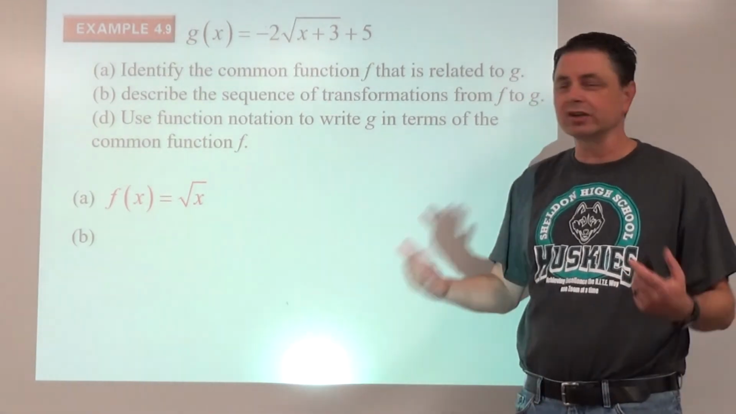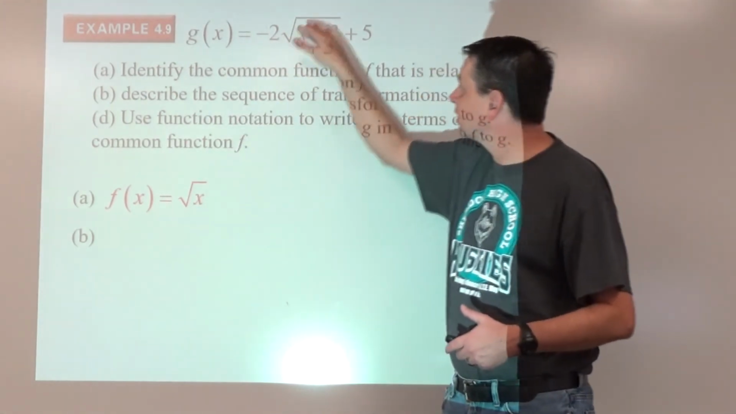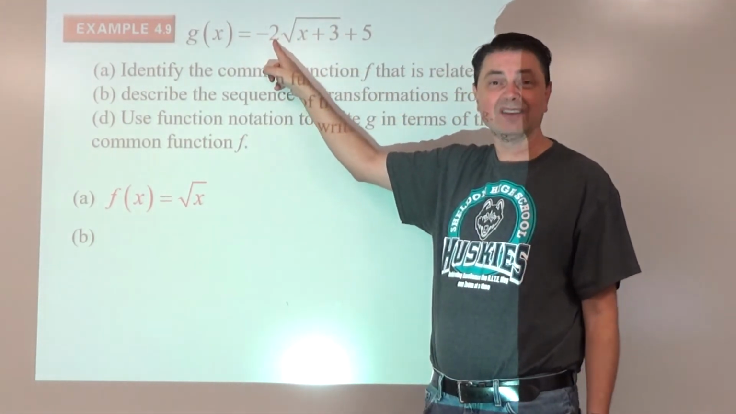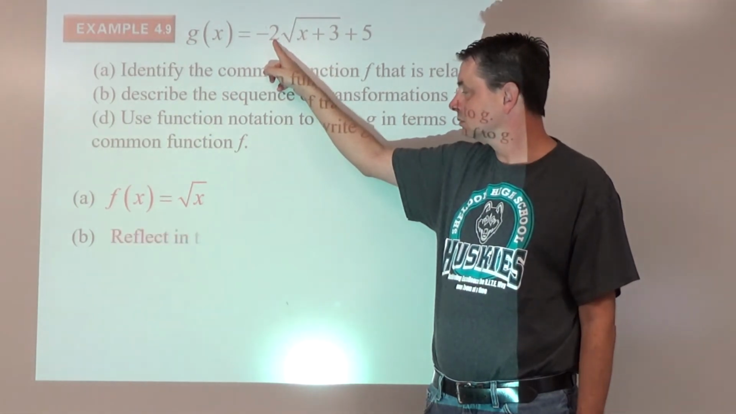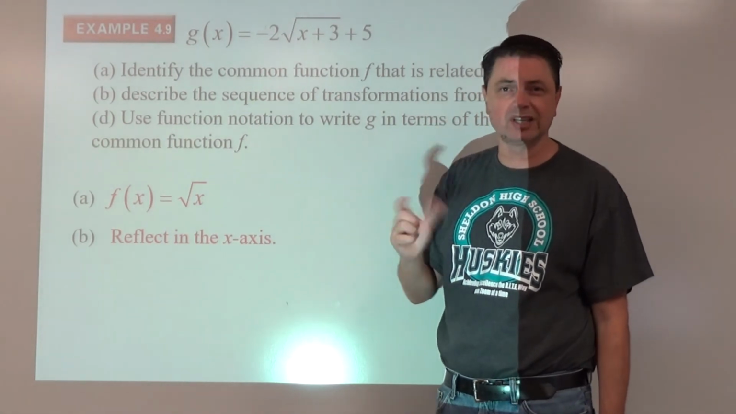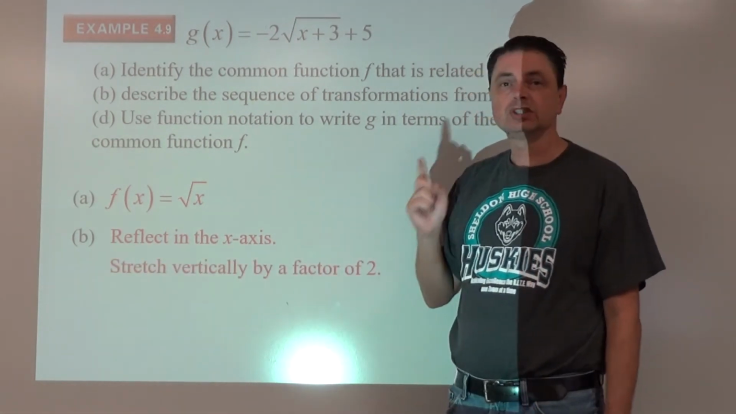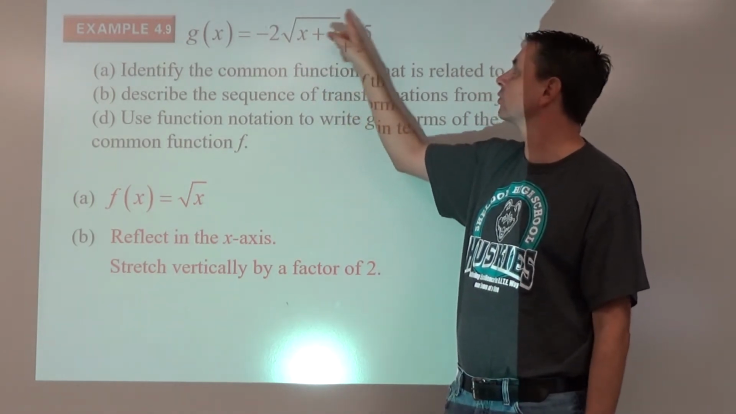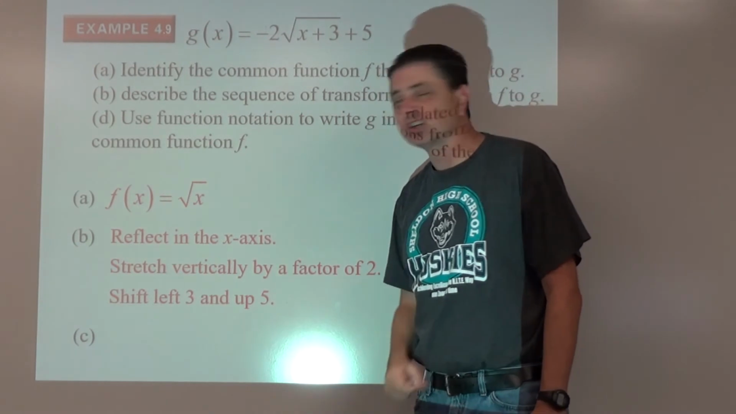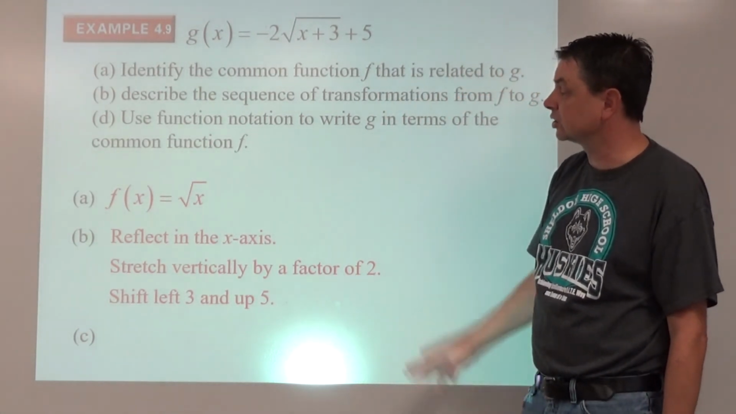Part B, what's our sequence of transformations to get from there to there? Stretch vertically by a factor of 2. Reflect in the x-axis. Remember, those two are interchangeable. It doesn't matter which one we go with. Shift last. Left 3. Up 5. So there's our sequence of transformations. I think this is supposed to be D.